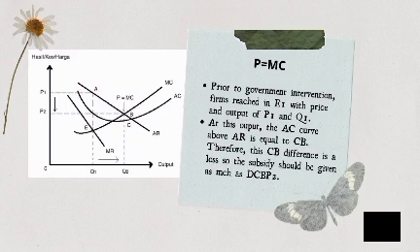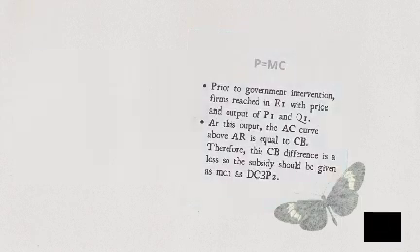After government interventions, the production will be set at P equal to MC at point B, where the AR and MC curves intersect. The output becomes Q2 with a price of P2. At this output, the AC curve above AR is equal to CB. Therefore, the CB difference is a loss, so the subsidy should be given as much as CB P2, which is equal to the amount of profit less than normal.